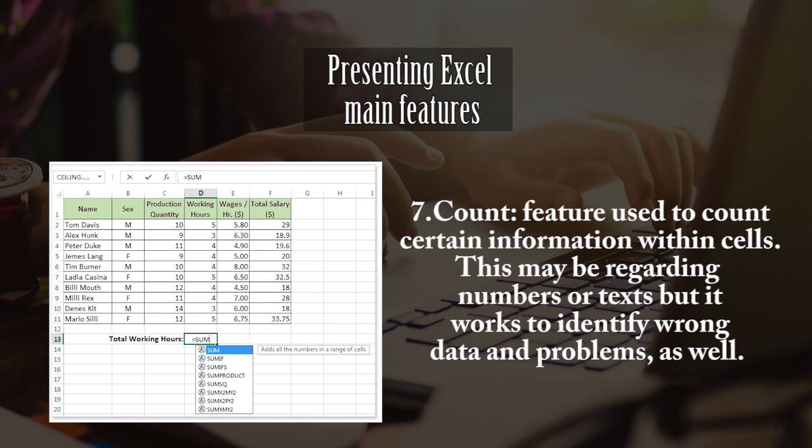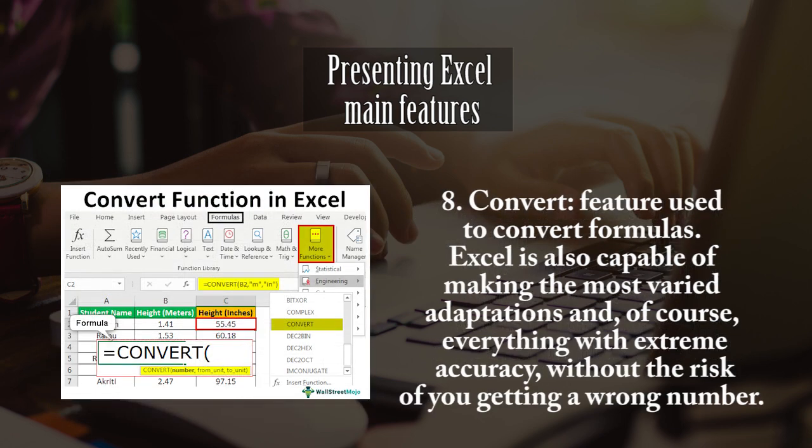7. Count. Feature used to count certain information within cells. This may be regarding numbers or text, but it works to identify wrong data and problems as well. 8. Convert. Feature used to convert formulas. Excel is also capable of making the most varied adaptations and, of course, everything with extreme accuracy, without the risk of you getting a wrong number.